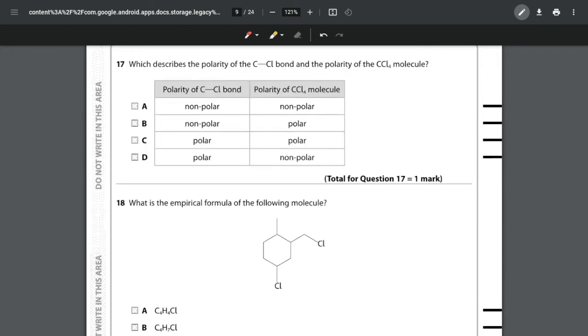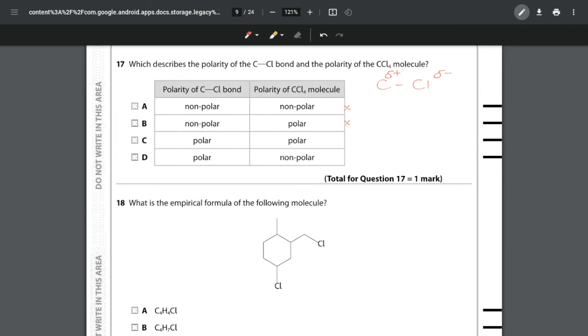For question 17, we're looking at the polarity of the C-Cl bond and the polarity of the molecule. We know that a carbon-chlorine bond is going to be polar because we have quite a large difference in electronegativity between the carbon and the chlorine. So we're going to get delta positive and delta negative. So that gets rid of A and B. That leaves us with C and D.